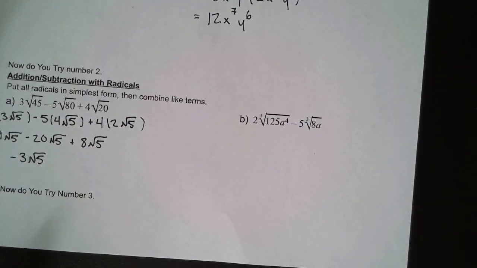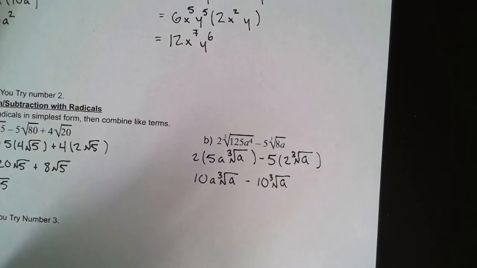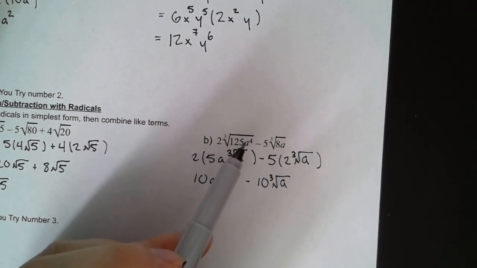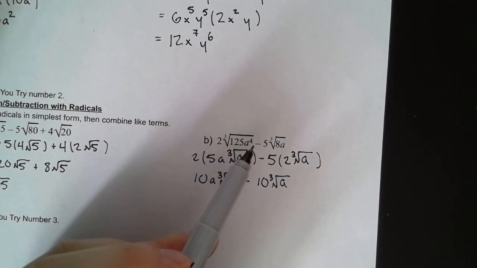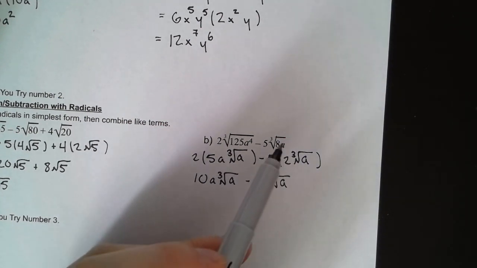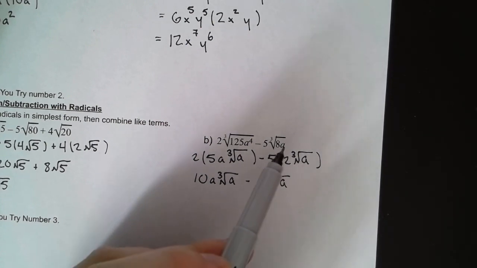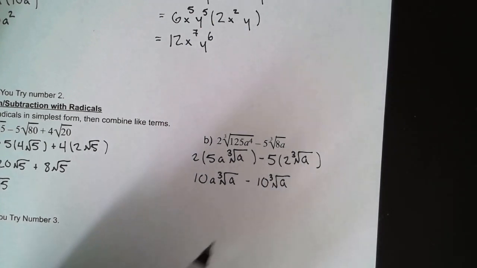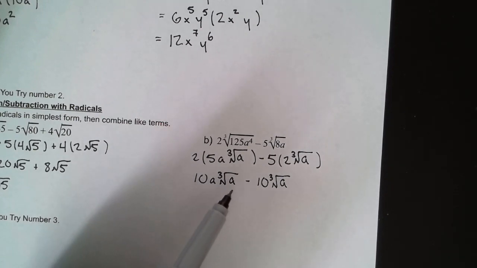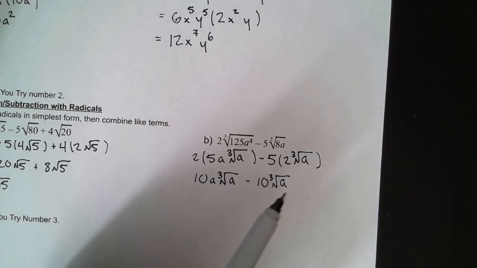First, I want to simplify the radicals. I'm going to go ahead and do that now. So the cube root of 125 is 5, and the cube root of a to the 4th power is a with an a left underneath the radical here. The cube root of 8 is 2, and this a stays underneath the radical there. So then when we multiply these together, we get 10a cube root of a minus 10 cube root of a.